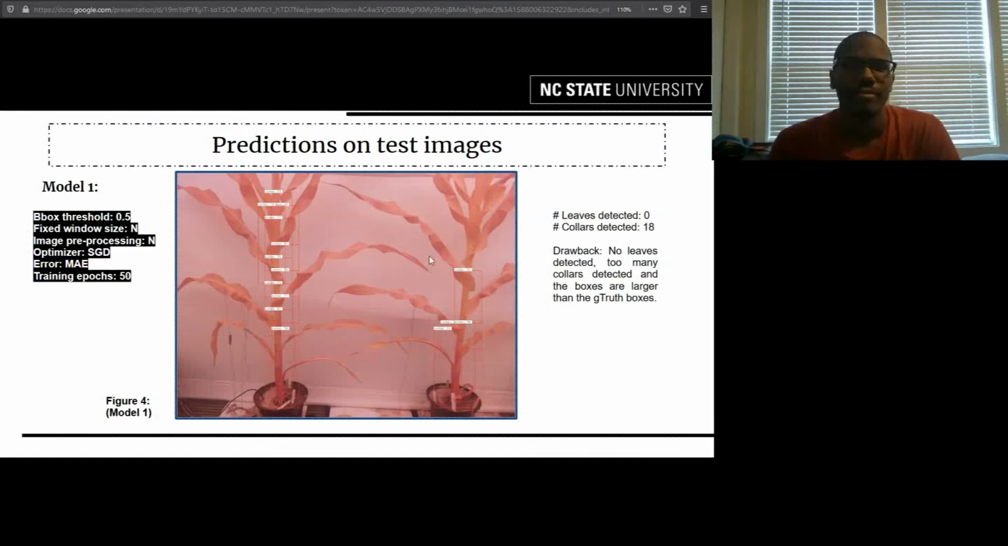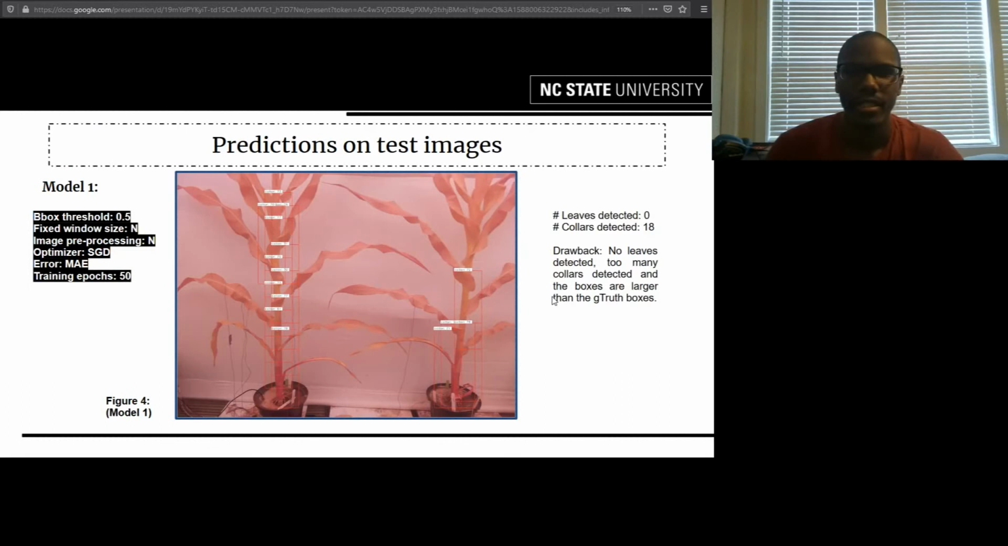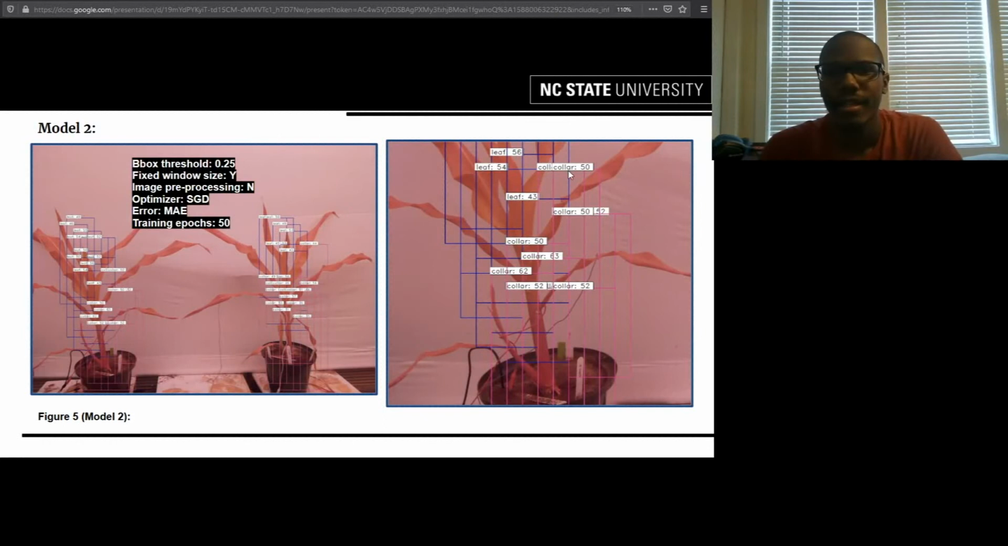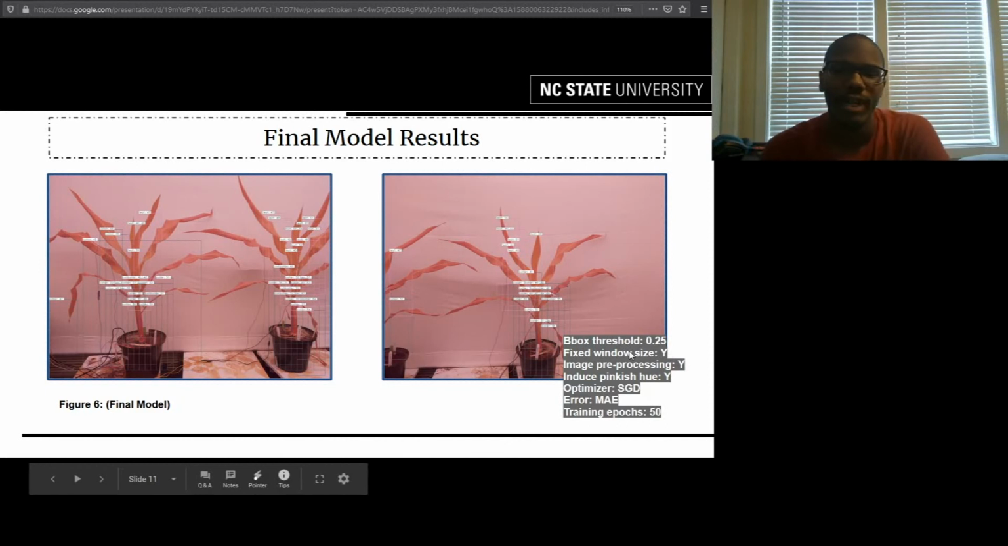Here are the results for an image from our first model. We started with the B-box threshold at 0.5, and we didn't use the fixed window size nor pre-processing. And here's our second model. We lowered the B-box threshold, used the fixed window size and no image processing, and you can see that we identified leaves and collars this time versus just collars in the first image. The B-box threshold is related to this number in the top right of the labels. It shows the probability of the label that it assigned or predicted. And here's the result from our final model. We had a B-box threshold of 0.25 again, fixed window size, and image processing, and introduced a pink hue.